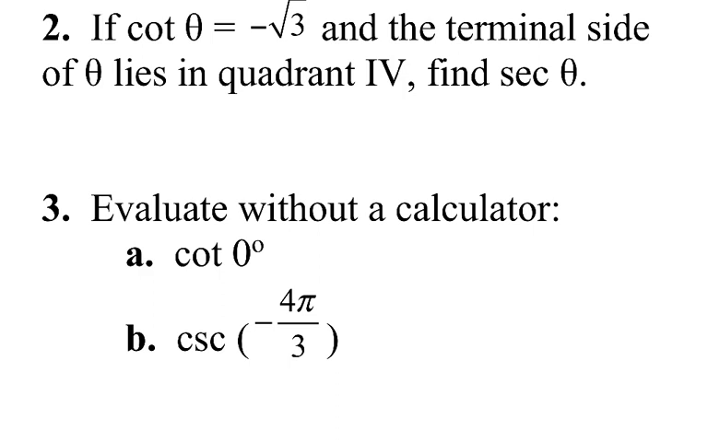Let's do here, how about 3b on review 6? All right, I want to find the cosecant of negative 4 pi over 3. Cosecant is related to sine. So why don't we find the sine first, and then we'll flip it, find the reciprocal to get the cosecant.